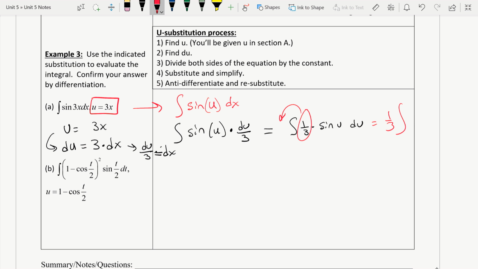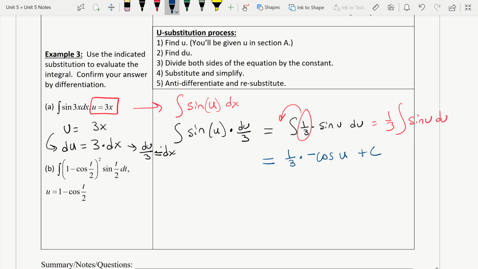Hey, sine of u, that's one that's on your antiderivative card. We can work backwards on the list. I know the antiderivative of sine is negative cosine. So we have a third times negative cosine of u. And then don't forget, because you're anti-deriving, plus c.